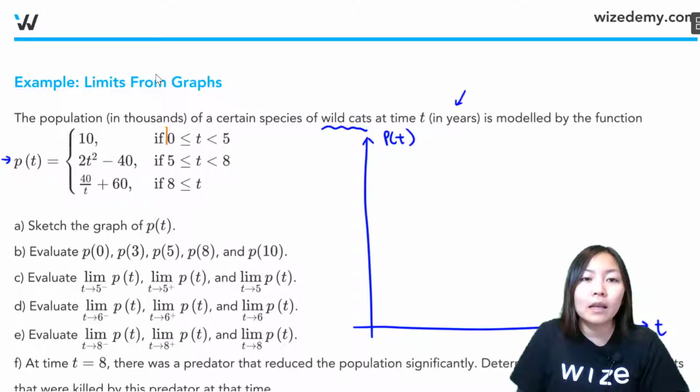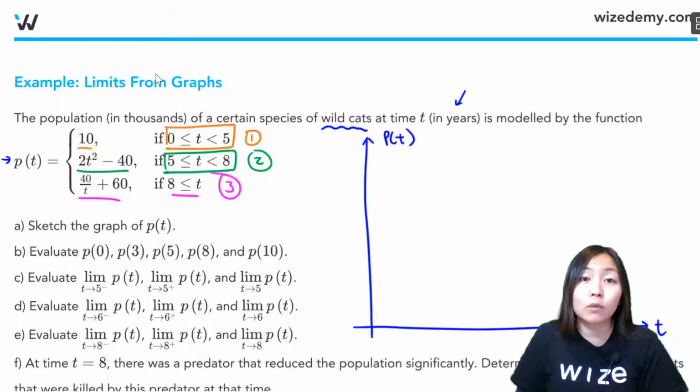Piece number 1 exists when t is between 0 and 5. That's our piece number 1, and the function is going to be 10. Piece number 2 is when t is between 5 and 8, and the function is this parabola, this quadratic. And piece number 3 is when t is greater or equal to 8, and that is this function right here.